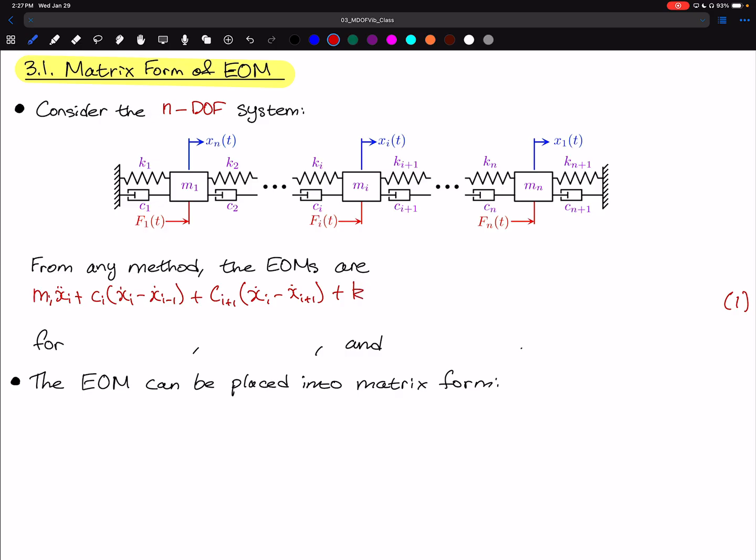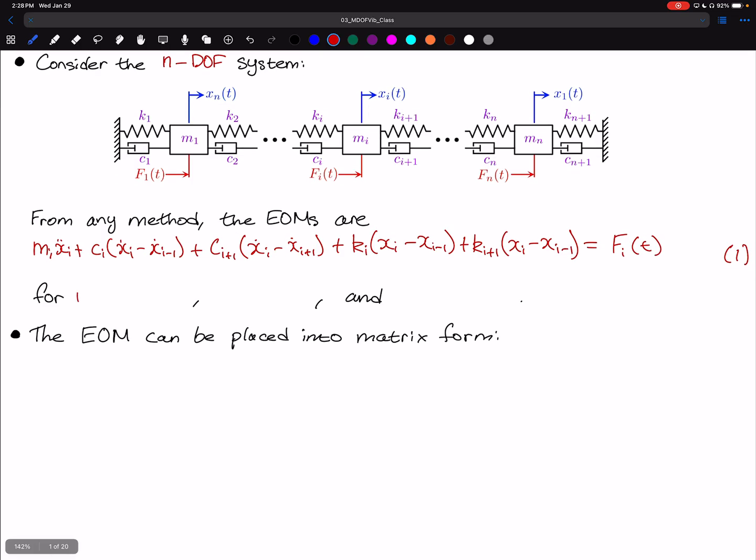plus k_i times (x_i minus x_{i-1}) plus k_{i+1} times (x_i minus x_{i-1}). And all of that equal to the external force F_i of t. And then this is true for i equals 1, 2, all the way up to n.